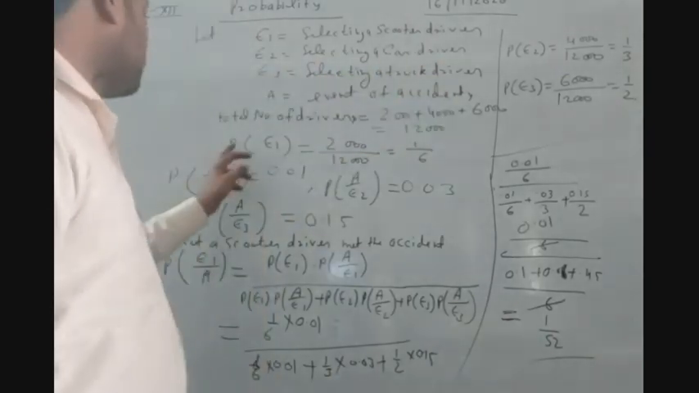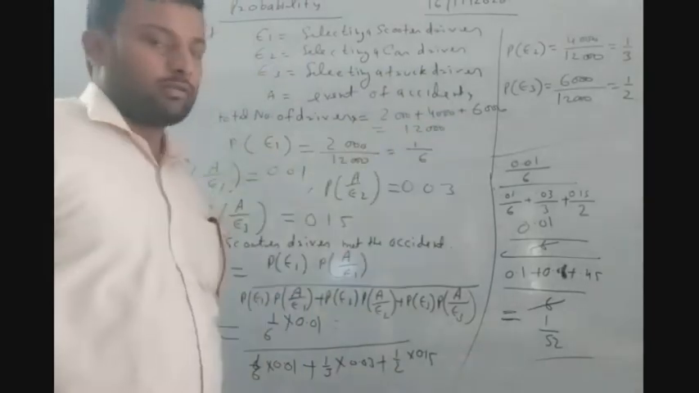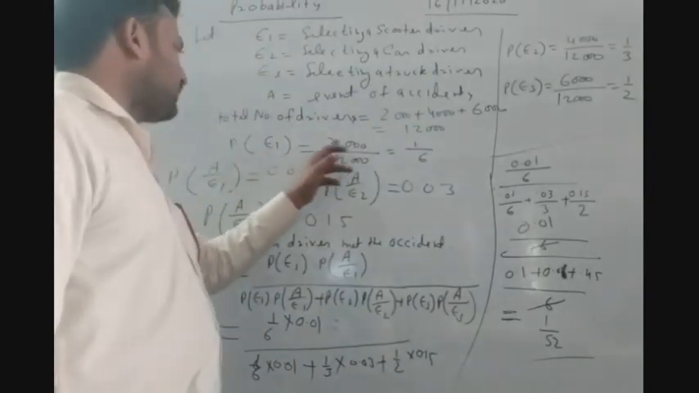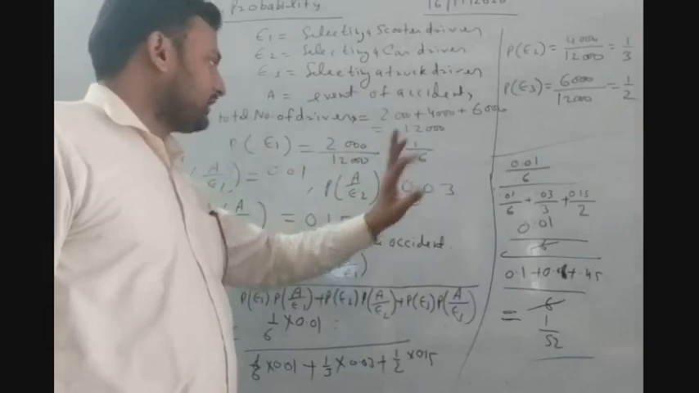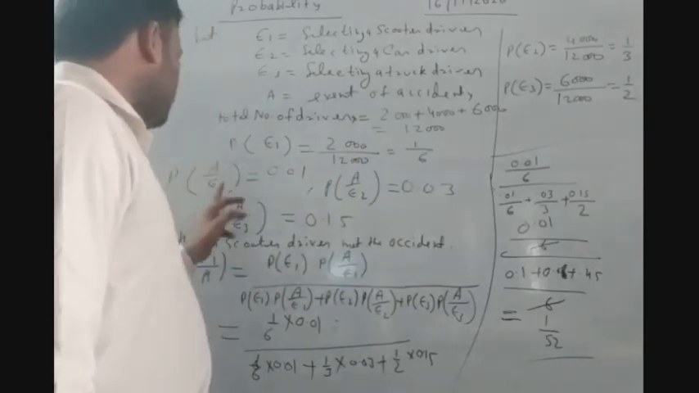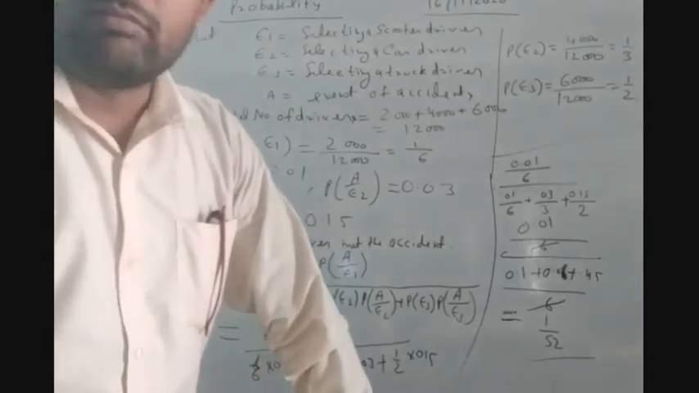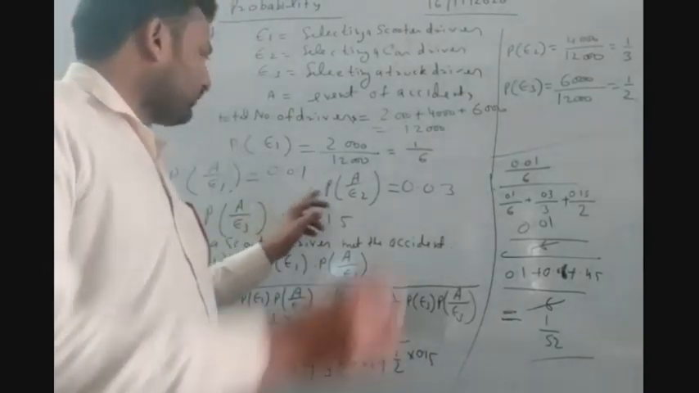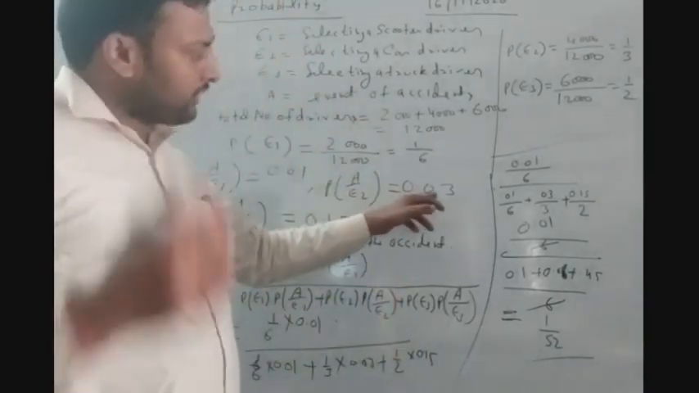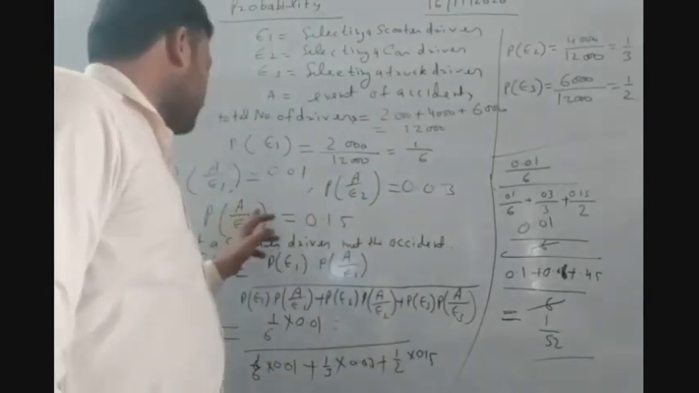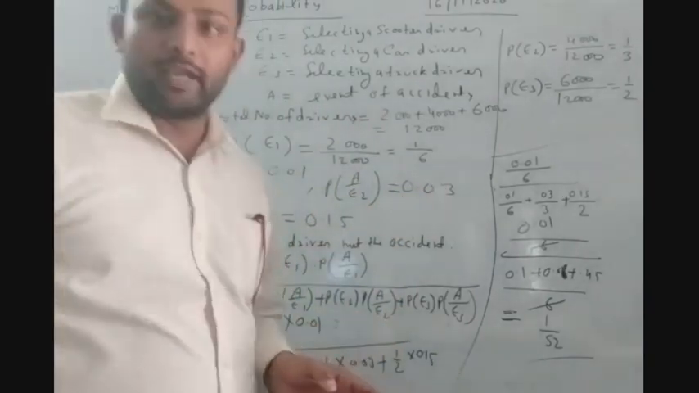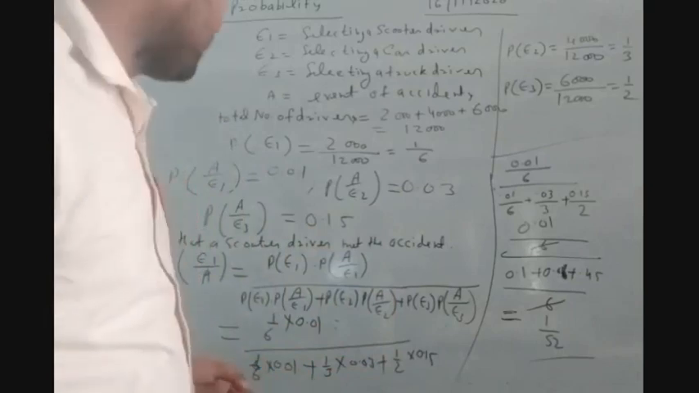Okay. So the total number of drivers will be what? 12,000. Probability of E1 is 2,000 by 12,000. This is 1 by 6. And probability of A by E1, the probability of getting an accident by a scooter driver, is 0.01. By a car driver is 0.03. And by a truck driver is 0.15. This is the information which we are given.